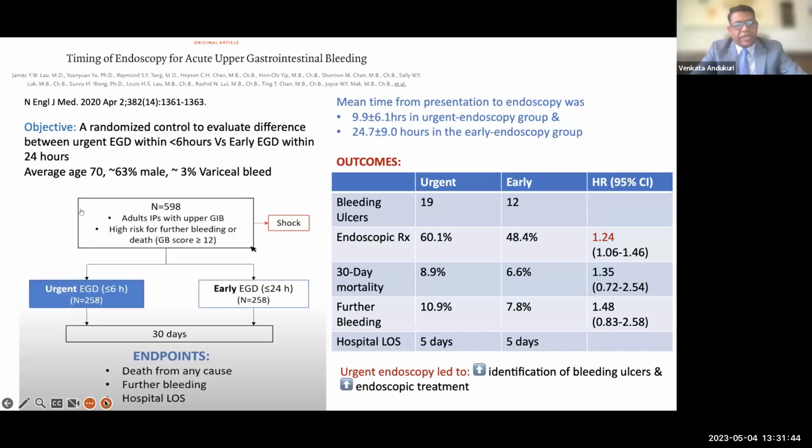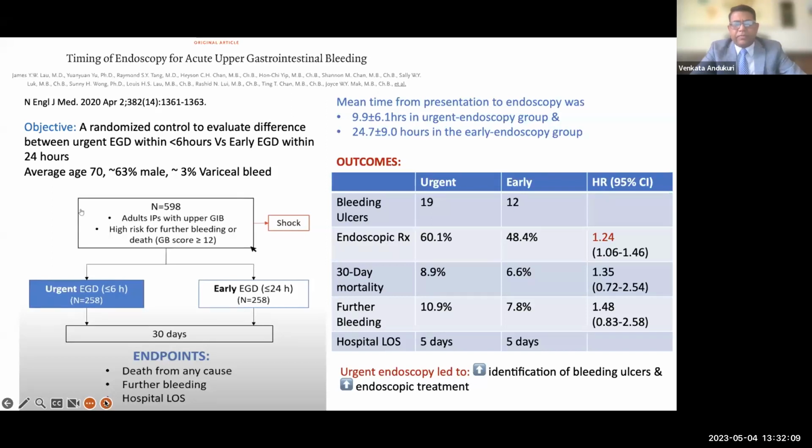at high risk for further bleeding or death based on the GB score of greater than 12. They were divided into urgent and early. Urgent meant less than 6 hours. Early meant less than 24 hours according to the study. In reality, that wasn't the case. And then the endpoints at 30 days were death from any cause, further bleeding, and hospital length of stay is what they looked at.